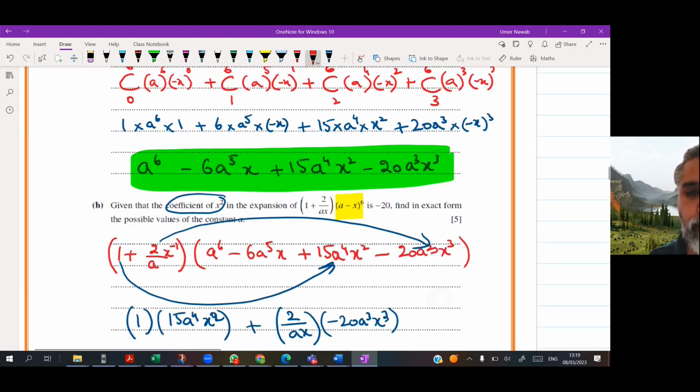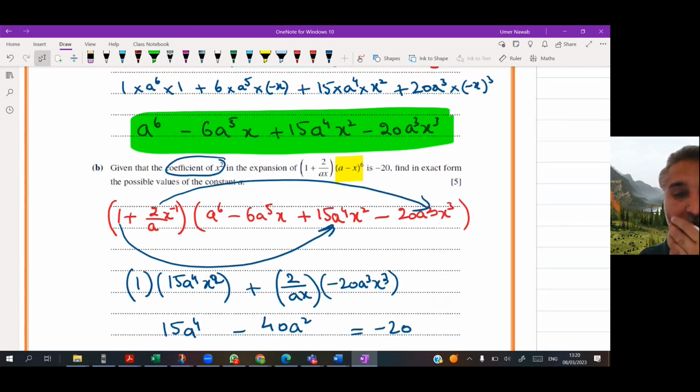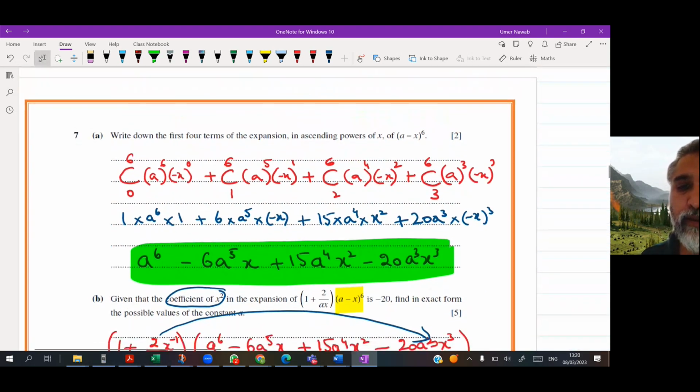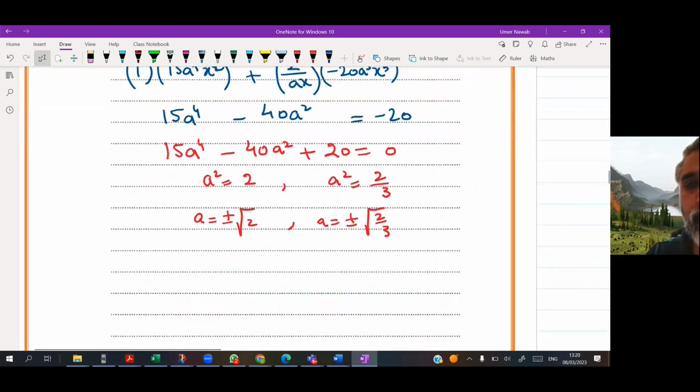Did he mention positive values? Find the exact formula; you need to give the answer in a surd form. So a is a positive constant, so these are our possible answers.